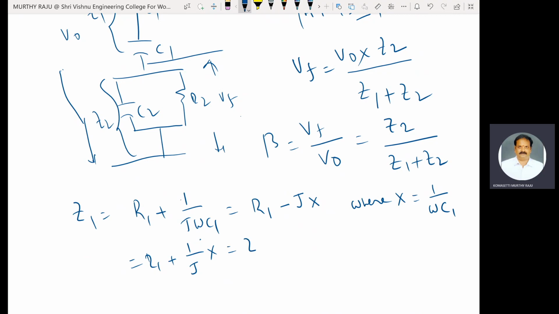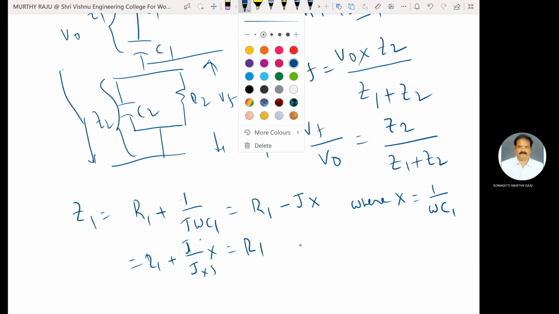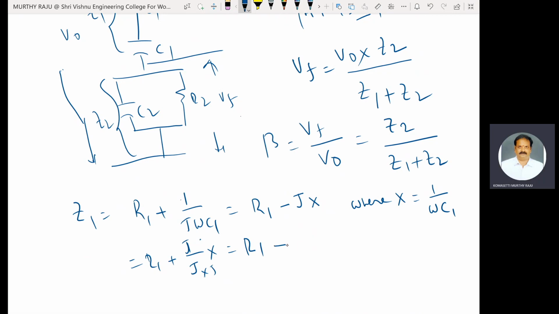Numerator and denominator multiplied with j. j into j, j square. j square means minus. Therefore, Z1 is equal to R1 minus jX.